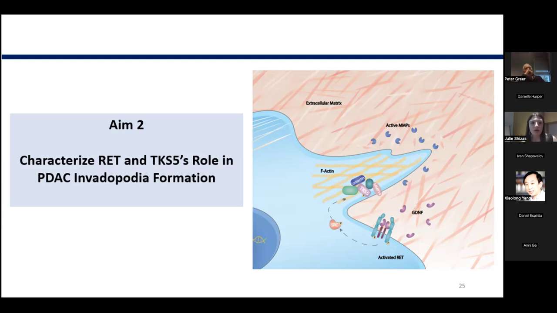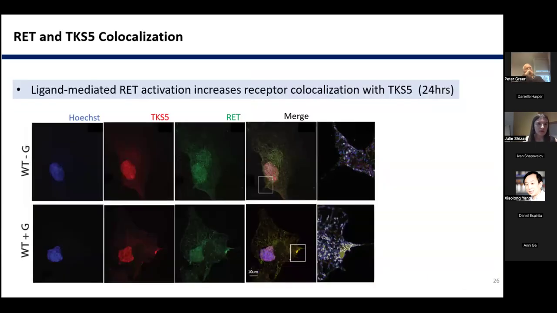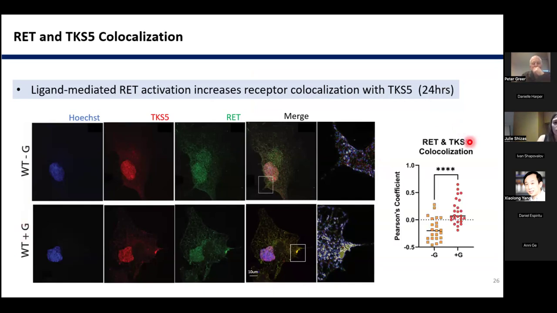First, I wanted to see if RET and TKS5 colocalize, to further explore this relationship. While previously Dr. Lian found that they associate in the same area, he was not able to quantify this, so I took a step back, and that's the first thing that I did. I found that when RET's ligand, GDNF, is added, it does increase RET and TKS5 colocalization.